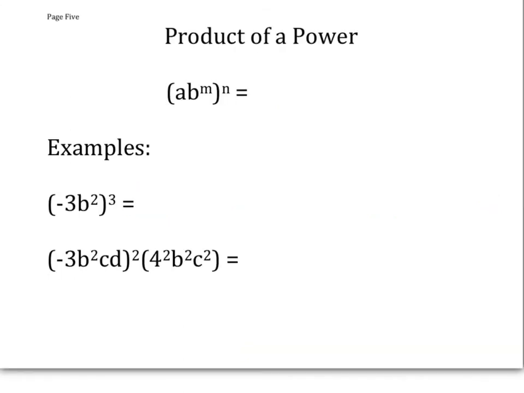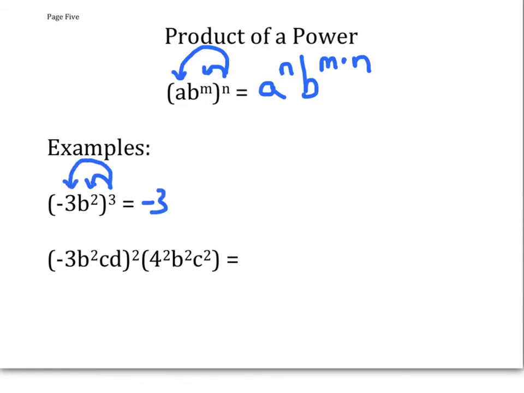So on page 5, we have the product of a power. With the product of a power, it's almost as if you are distributing the power to everything inside. So we're going to have a to the n, and then b to the m times n. So some examples. If we go down here, we're going to take the 3 and we're going to distribute it. So we're going to end up with a negative 3 to the 3rd. We're also going to have b to the 2 times 3.